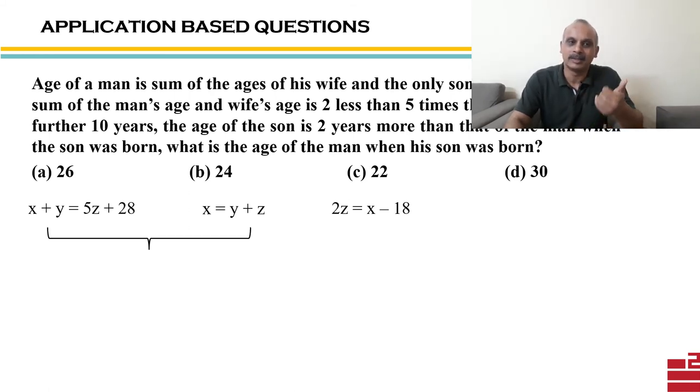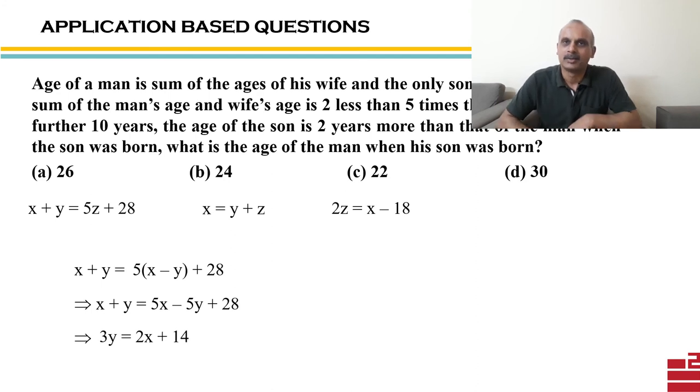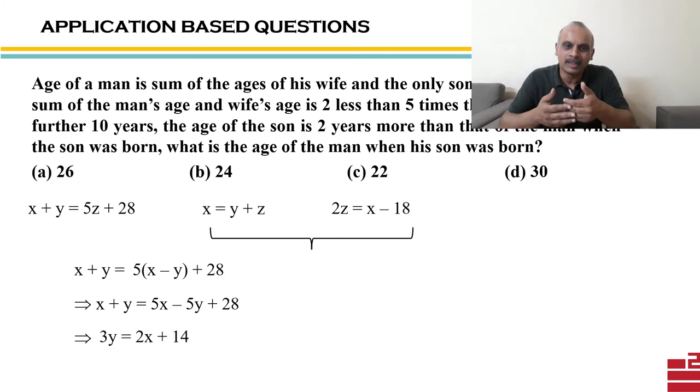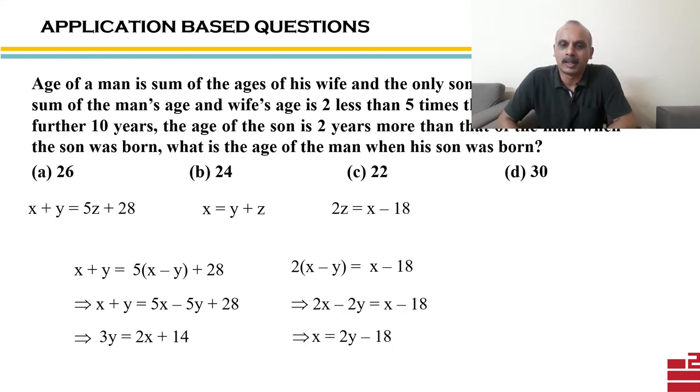So the left hand side equation is x plus y is equal to 5z plus 28, and z you take from the second equation as x minus y. Putting it in the first equation, we get something like this, and upon simplification it becomes this, that is 3y is equal to 2x plus 14. Similarly, second and third equation forms a pair, and from these also if I eliminate z, I will get 2 into x minus y is equal to x minus 18, and which upon simplification finally gives me x is equal to 2y minus 18.